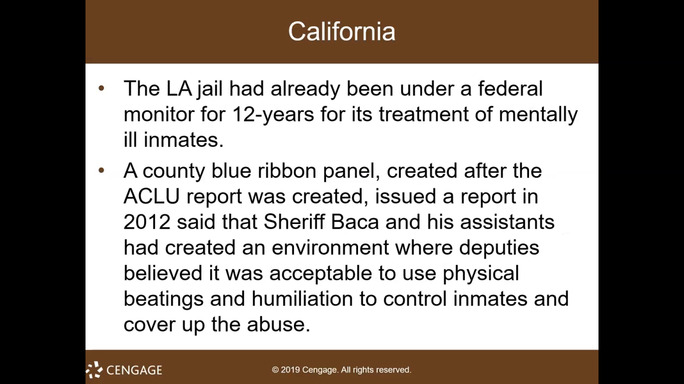Now, kind of moving on, the LA County Jail had already been under a federal monitor for 12 years for its treatment of mentally ill inmates.